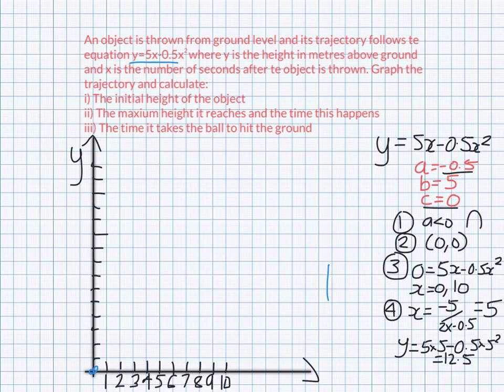So we have the intercept at 0, 0, and we have the other intercept at 10, 0. Plotted the y-intercept and the two x-intercepts. We now plot the turning point. So it's x equals 5, y equals 12.5.